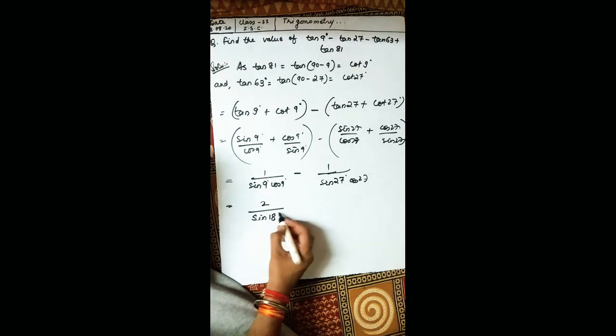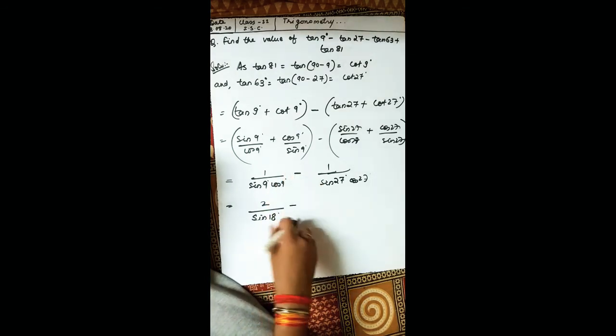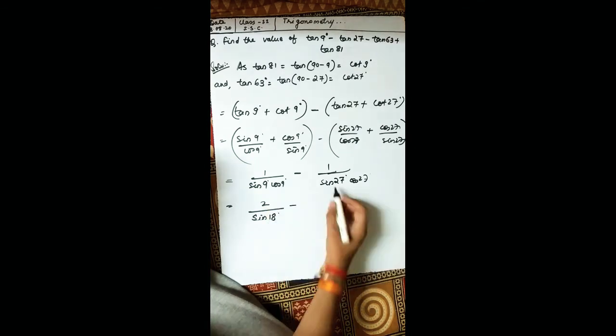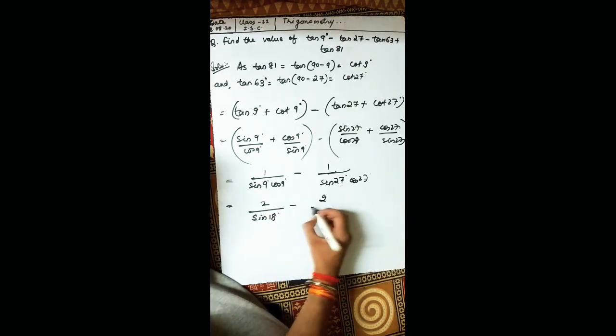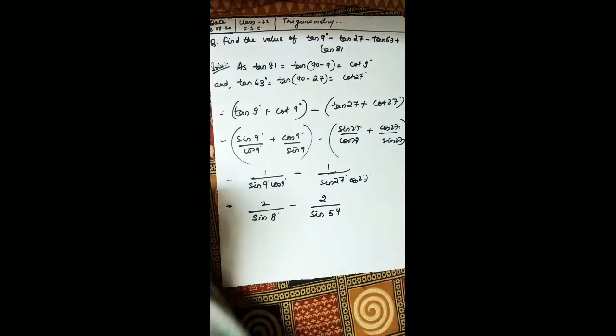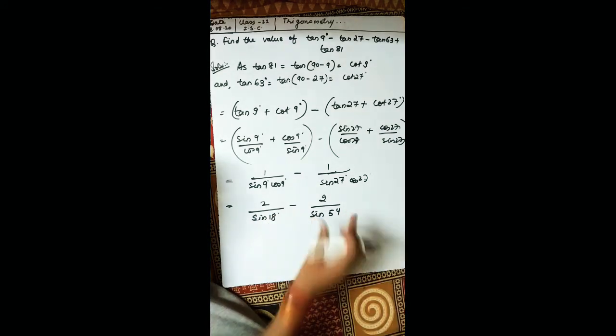So finally I have written from here to here using sin theta cos theta, which is sin 2 theta by 2. Similarly here it will be 2 upon sin 2 theta. 2 into 27 will give you 54. Have you understood this thing? If you understood this, you can easily understand this one.